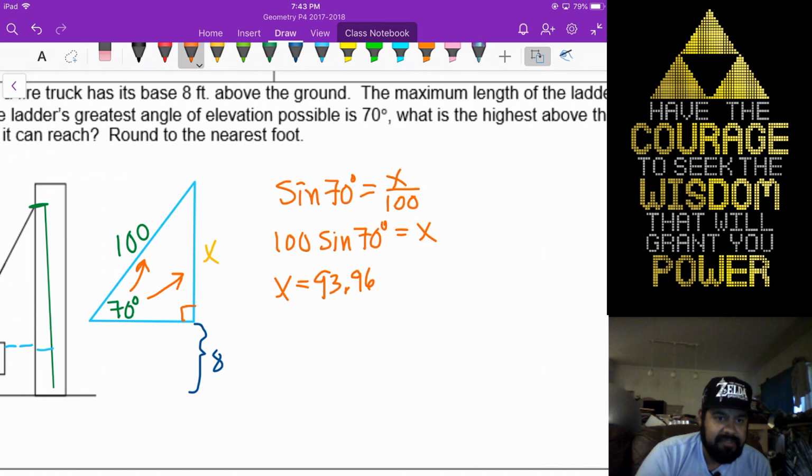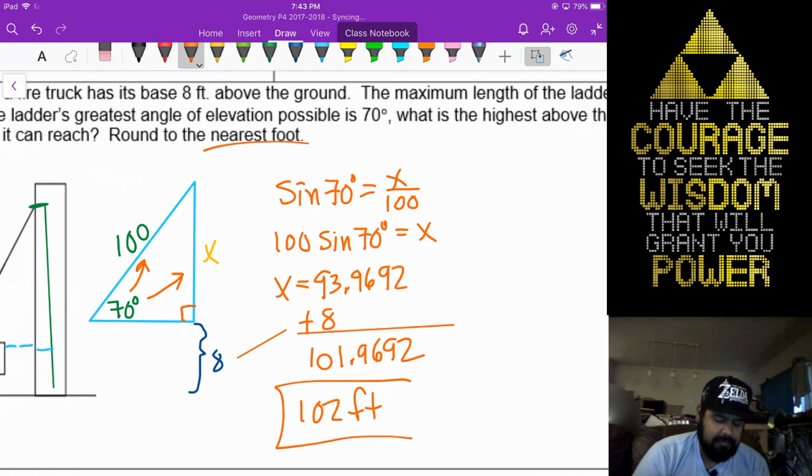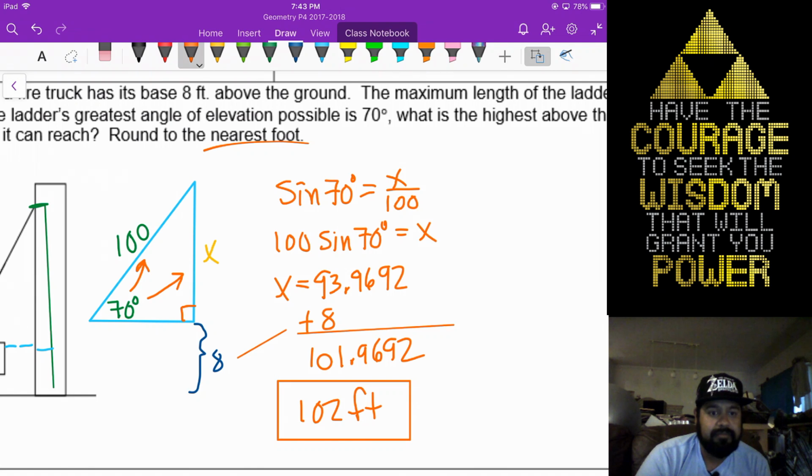Yeah, keep 4 decimals afterwards, just because. And then you're going to add 8 to that. So that's going to be 101.9692. Round to the nearest foot, so 102 feet. Yeah, that's all we need, the 4 decimals.